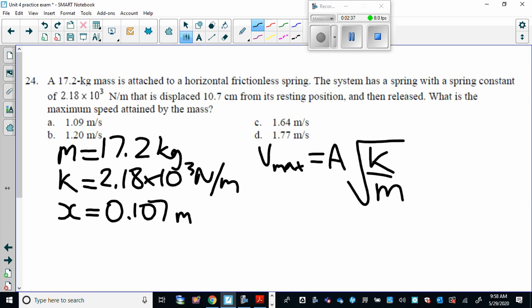Remember, A is the maximum amplitude, or it's just the amplitude, and so that actually is your x value. So it's just a matter of plugging the numbers into that formula there. And if you want to know how we derive that formula, just go back into your notes, find the derivation. Otherwise, it's just one of those formulas you'll want to memorize. The answer turns out to be B.